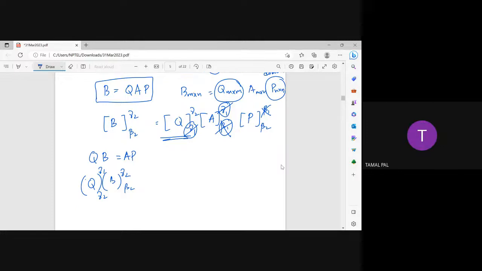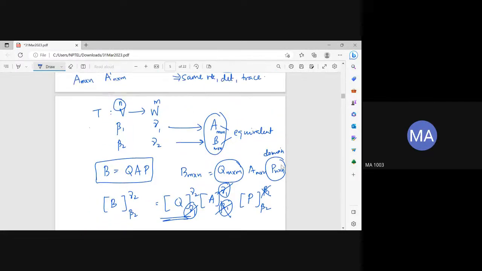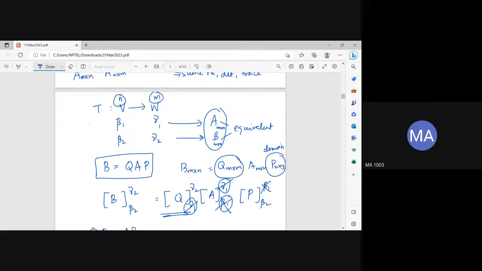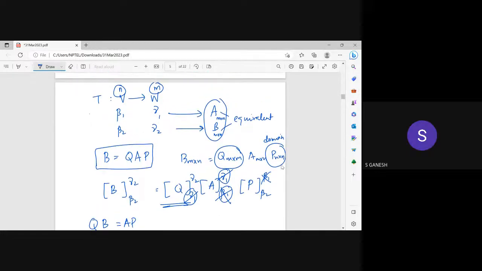So ma'am, I have one question also. Q instead of gamma 2 to gamma 1, why can't we write beta in terms of beta? No, I've told you, Q is an M cross M matrix. M represents the codomain. So you have to talk about the basis for the codomain, not for the domain. Okay, ma'am. Yeah, right. Ma'am, but Q is also expressed in terms of gamma 2 to gamma 1.